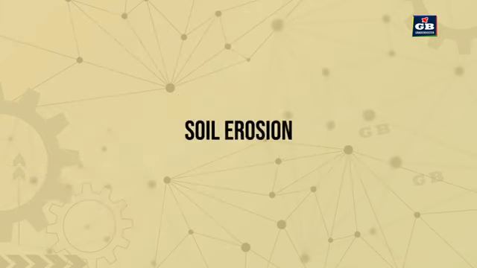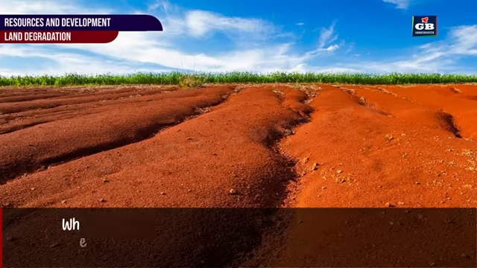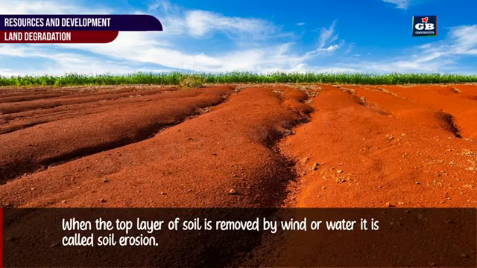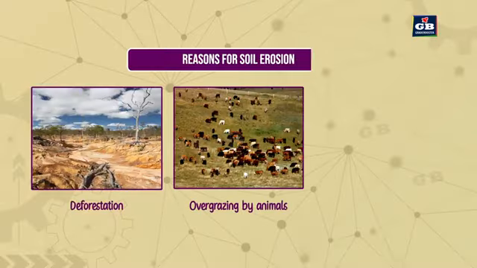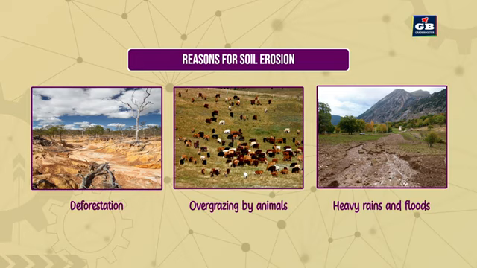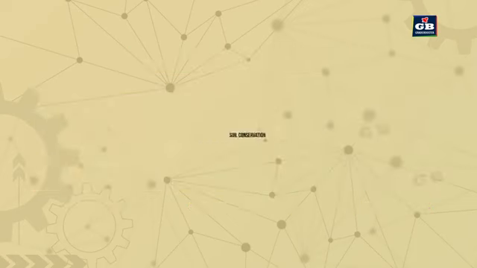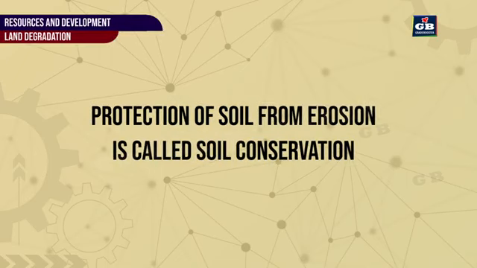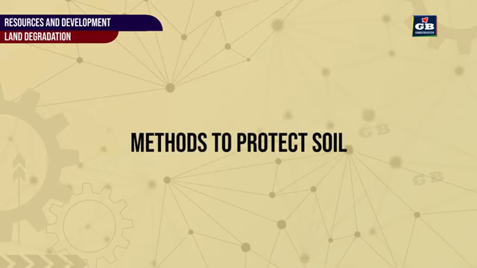Soil erosion. What is soil erosion? When the top layer of soil is removed by wind or water, it is called soil erosion. Soil erosion is caused by deforestation, overgrazing by animals, heavy rains and floods. Soil conservation. Protection of soil from erosion is called soil conservation. Let us see the different methods to protect soil.